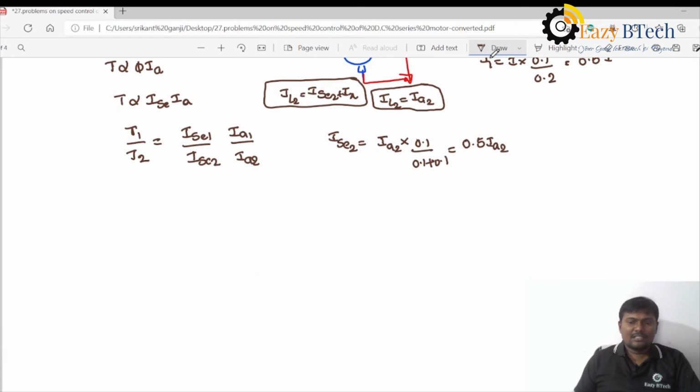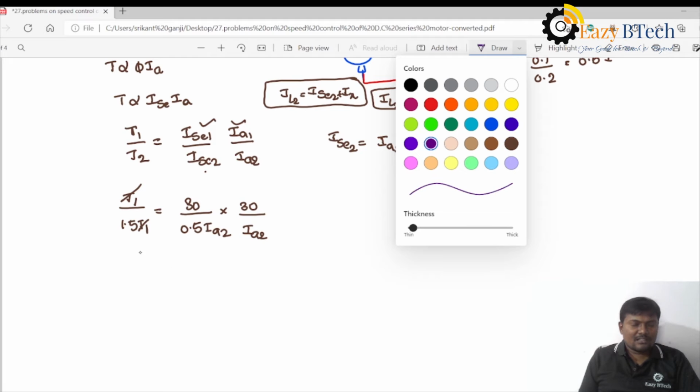So T1 divided by T2, where T2 is 1.5 times T1. Then ISC1 is equal to 30 amperes, and ISC2 is equal to 0.5 into IA2, into the armature current IA1. IA1 and ISC1 are both the same for a series motor, 30, divided by the IA2 value. What is IA2? Yes, IA2 is an unknown quantity. So T1 will be cancelled.